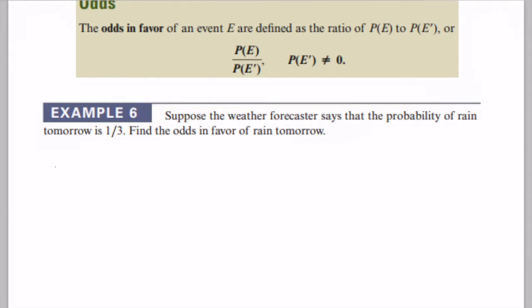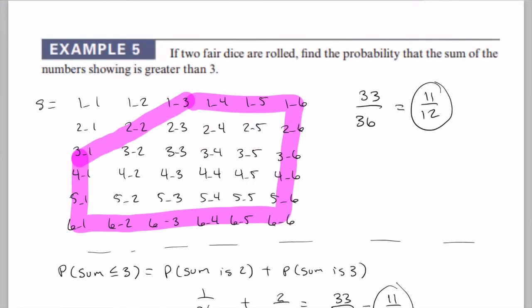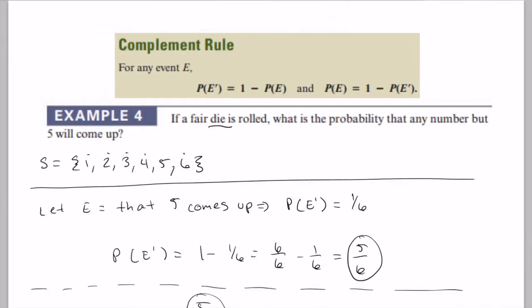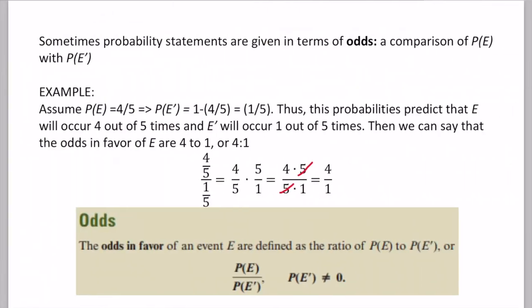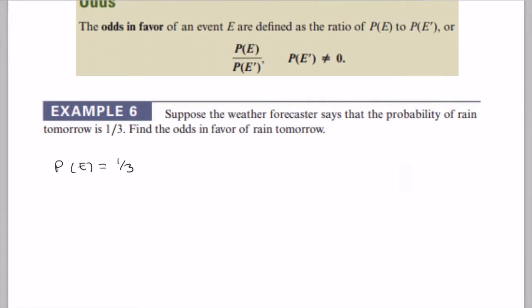Okay, so we have that the probability of the event of rain is 1/3. So we must find, using the complement rule, the no rain. So the event of no rain, or the complement of E, will be 1 minus 1/3, which equals 3/3 minus 1/3, which equals 2/3 of no rain.